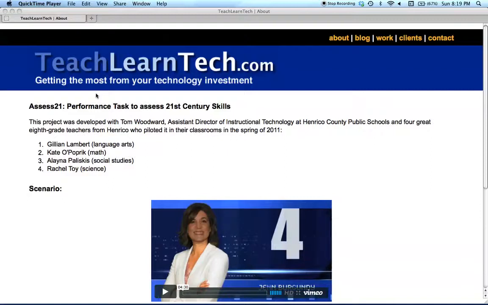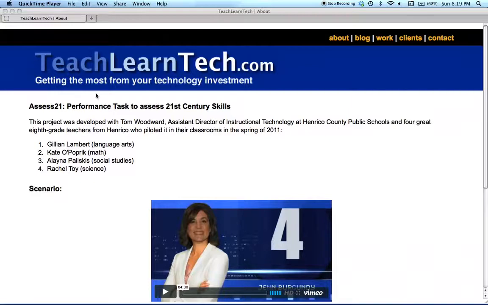This performance task is based on a process described by Grant Wiggins and Jay McTighe, who used them as a central component of their Understanding by Design process. It also incorporates some suggestions from the folks at CLA in the Classroom who have developed the Collegiate Learning Assessment. This is a quick and dirty explanation of the process we use to develop this assessment in Henrico County.